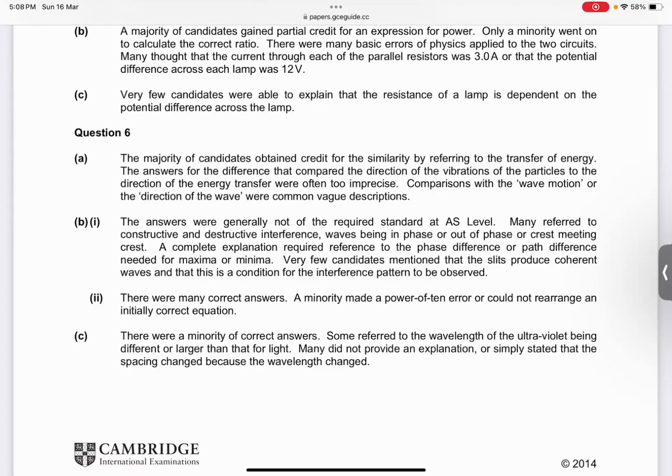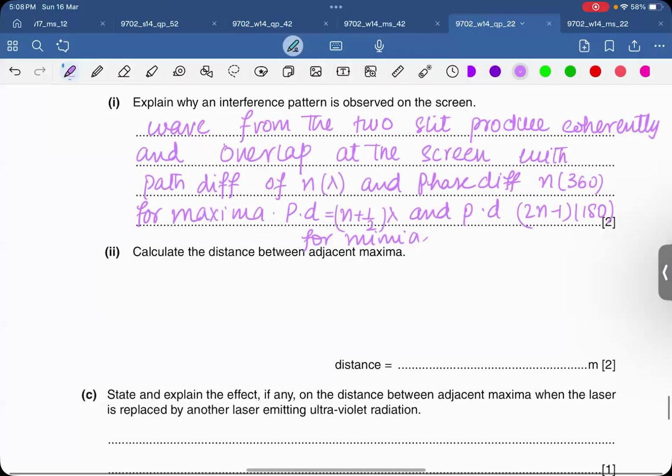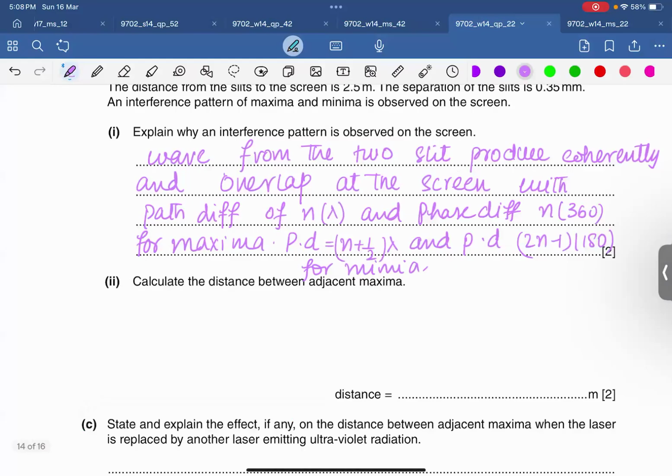Very few candidates mentioned that the slits produce coherent waves, and that this is a condition for the interference pattern to be observed. Okay, good. So this is the first thing. I mentioned coherently, and then they overlap at the screen.